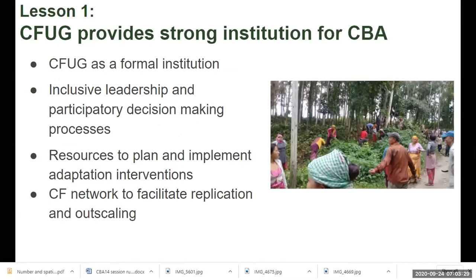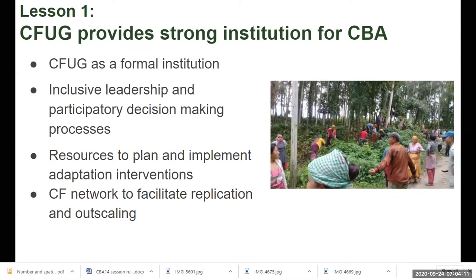So there were multiple lessons coming from this exercise. The first one is similar to those from other cases: strong institution is most important for community-based adaptation, and the community forest user group provides that strong institution because it is a formally registered group in the district forest office, which is now called the division forest office. So it has formal status and remains there forever.